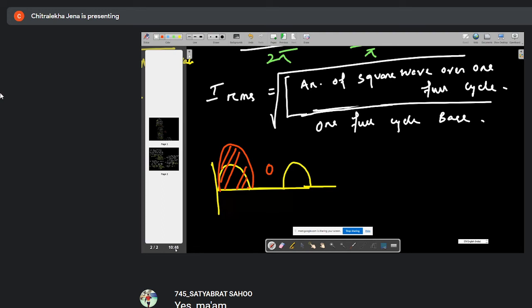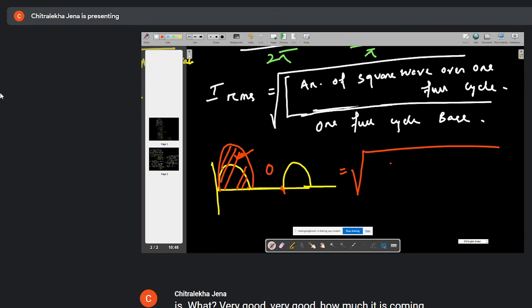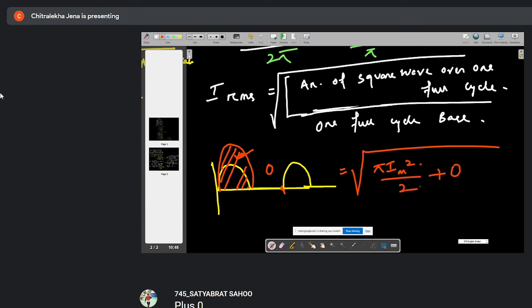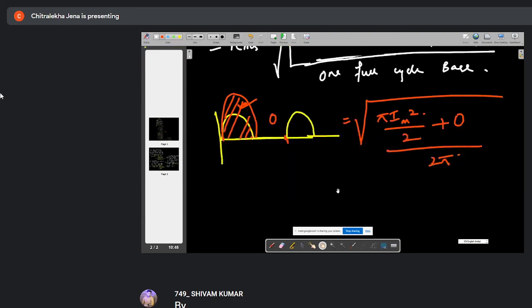Yes, ma'am. So this will be equal to the area of this one. Already you have found it earlier. How much is it? Pi IM square by 2. Very good. How much is it coming? Pi IM square by 2, plus 0, plus 0, divided by 2 pi. 2 pi. All of you got it? Got it or not? Tell me.